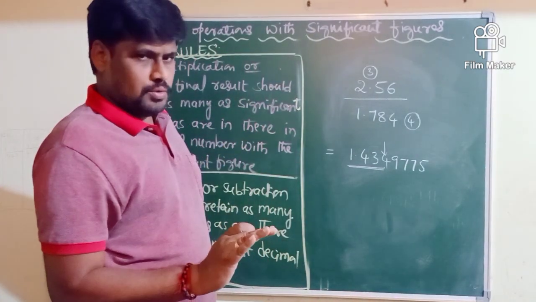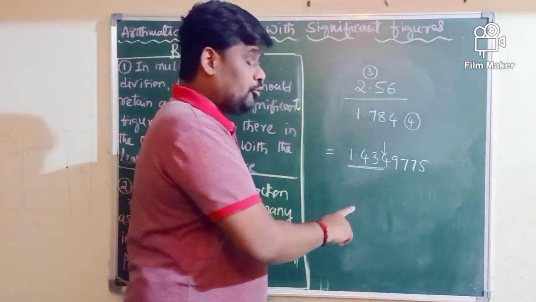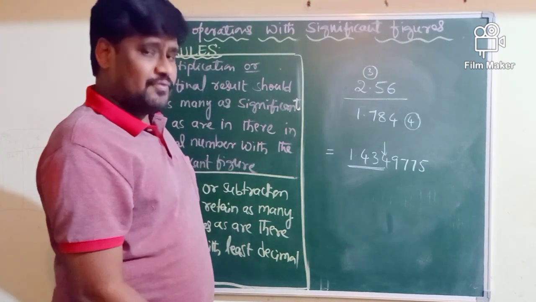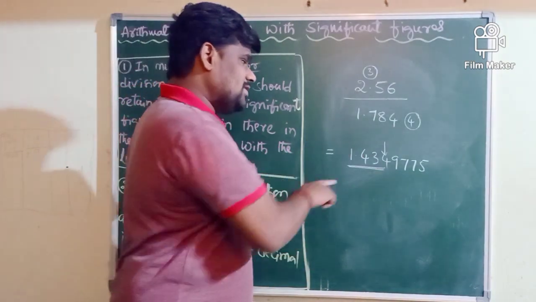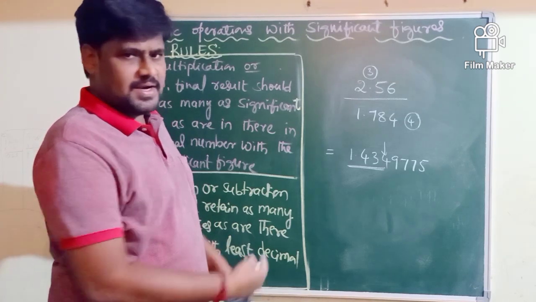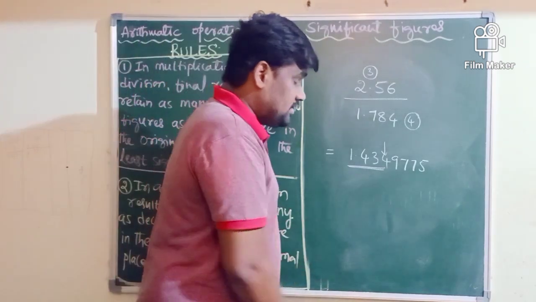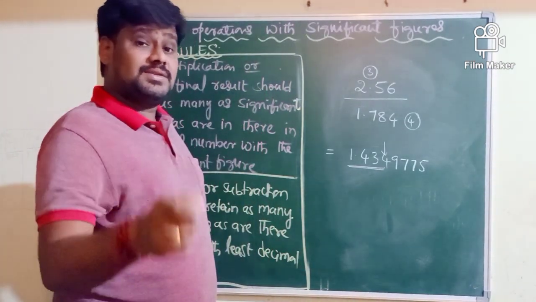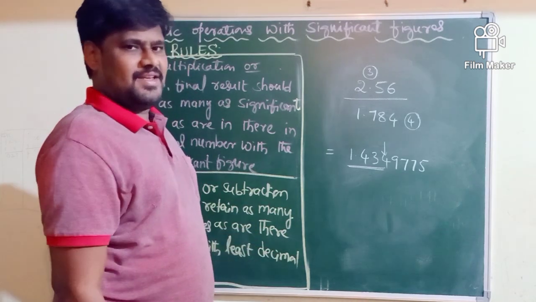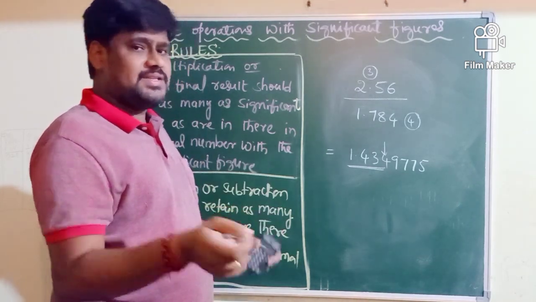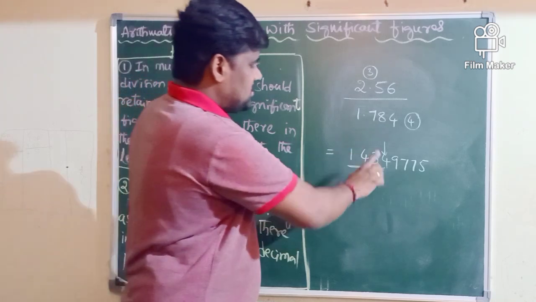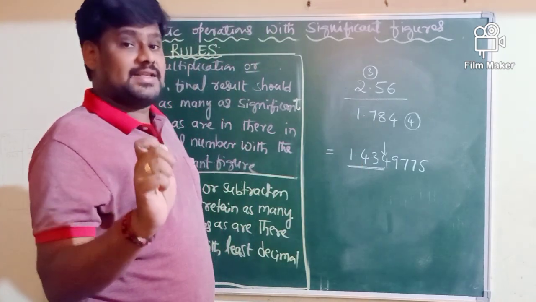As per the rule, if the digit to be dropped is greater than 5, the preceding digit should be increased by 1. Already I said, if the digit to be dropped is less than 5, the preceding digit is kept as it is.